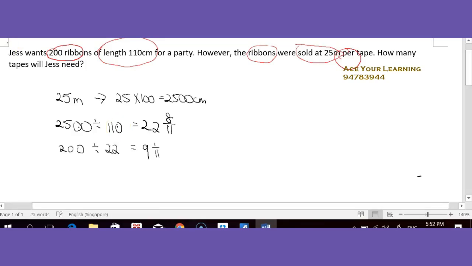Well, you need 200 ribbons. So you take 200 divided by 22, and that will give you 9 1/11. What does this 9 stand for? It means that you need 9 complete tapes, whereby each tape gives you 22 ribbons. However, these 9 tapes are not enough to give you 200 ribbons. Therefore, you have to take 9 plus another 1 more tape, which equals 10 tapes. And that will be the answer.